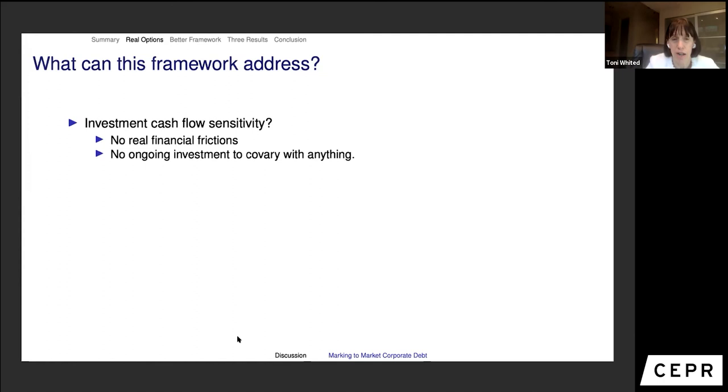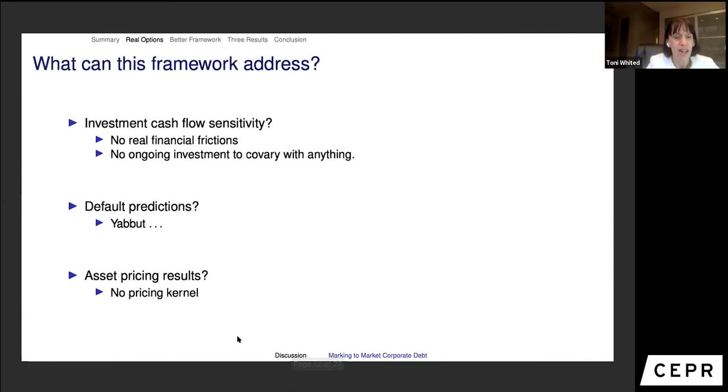What about the default predictions? Well, yes, that simple little model works, but I'm going to talk about why I think that should not be a focus of the paper. So yes, but let me just get to that in a little bit. And then what about the asset pricing results? Well, there's no pricing kernel. So there's no sense in which there's going to be any reasonable thing like a return spread in the model without a pricing kernel.